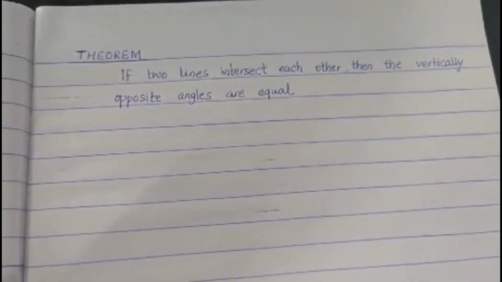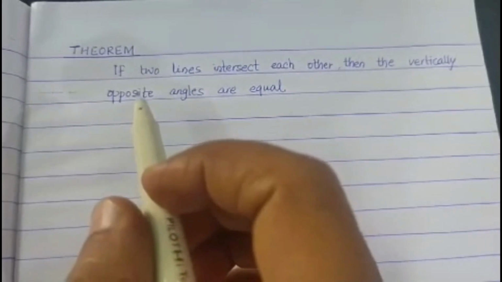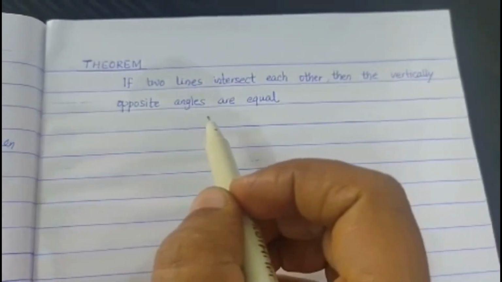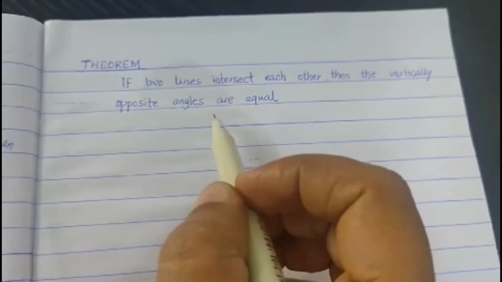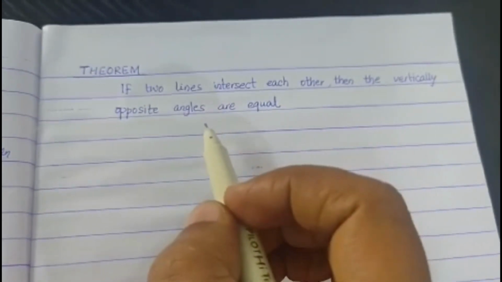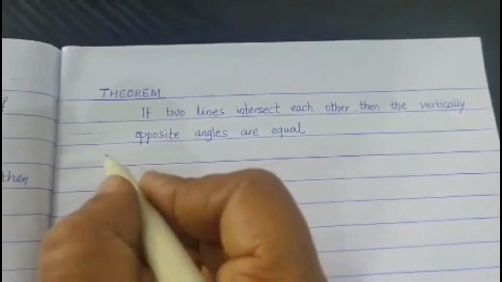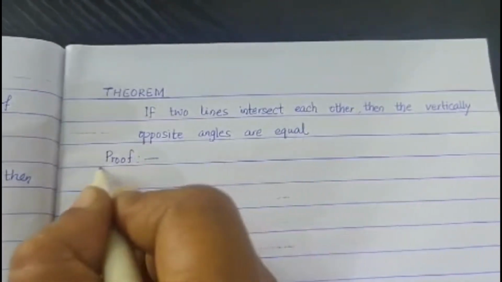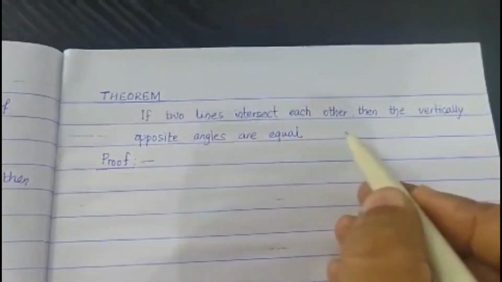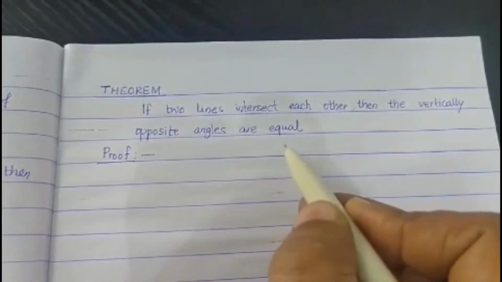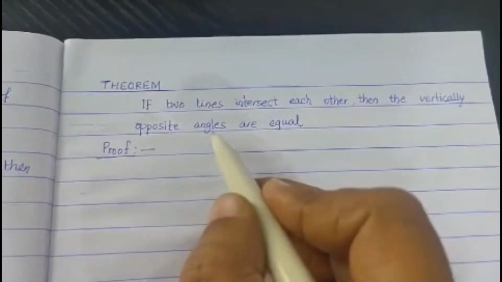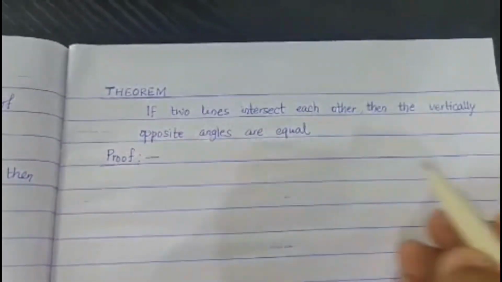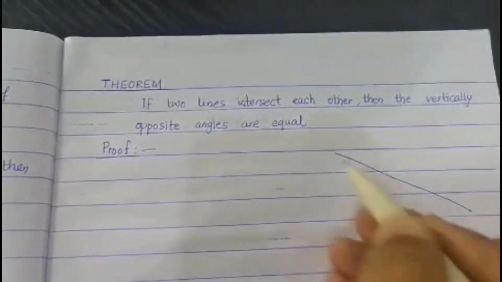So guys, let's study this thing. This is a theorem that if two lines intersect each other, then the vertically opposite angles are equal. We have studied this thing, but let us see its proof. So let's do the proof now. If two lines intersect each other, then the vertically opposite angles are equal. We have been given two lines; the statement is two lines intersect each other. Let us draw the picture.